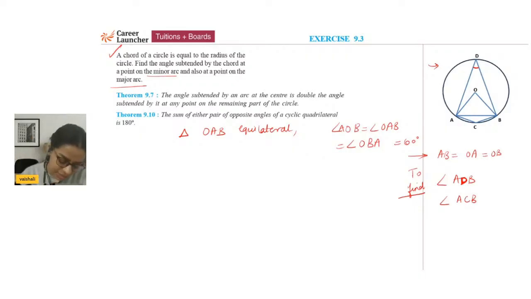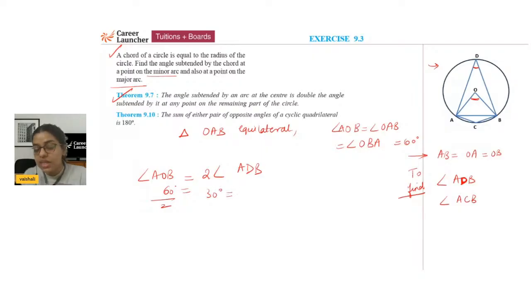Now what is the next thing? You need to calculate the angle ADB. So is there any result that you guys can recall which would tell me? Yes. So you can make use of the same theorem 9.7, which says that your angle AOB, this one, the bigger one, is twice of the angle ADB. So it means you know what is the angle AOB. AOB is 60 degrees, divided by 2, which is equal to 30 degrees. So you have got the angle ADB, right? So we have got the first angle.